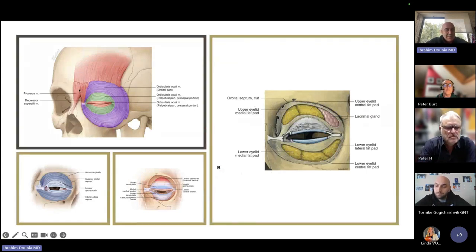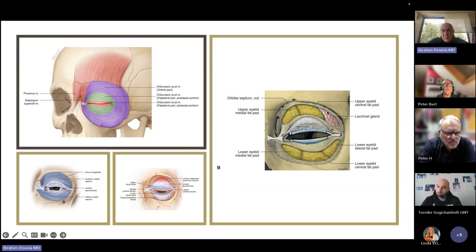We go now deeper. These are the muscles we talked about. This is the procerus muscle, which is important for our frowning. This is where the ladies will do Botox sometimes. And then you have the orbicularis oculi muscle, which is the round muscle. This will help us to close the eye.